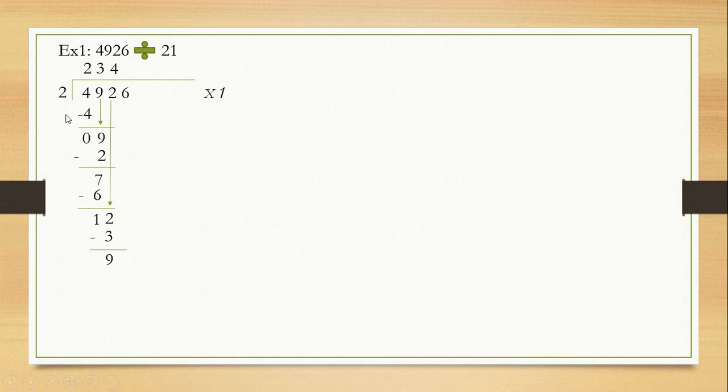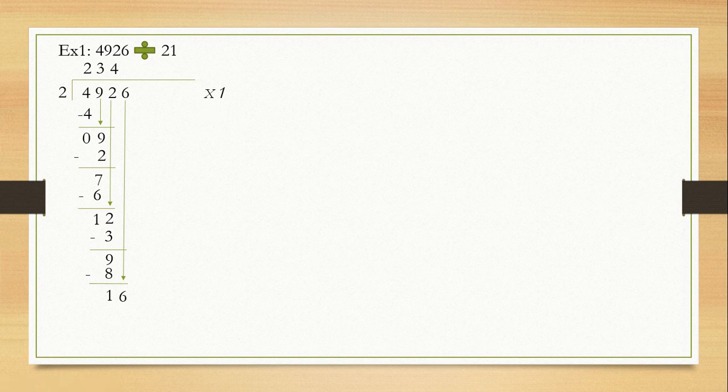How many times will it go? 4. 4 2s are 8 and 1 will remain. What is the next step? We have to bring down the last digit. Listen carefully. Whenever you are bringing down the last digit, you have to subtract this product and stop. Then you will get the answer.